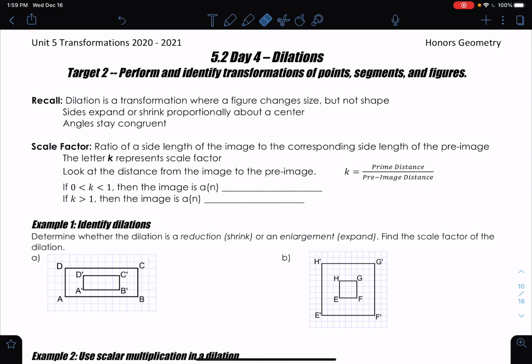If that K value is in between 0 and 1, that's going to be shrinking something, so the image is going to be a reduction. We're getting smaller. If our K value is bigger than 1, that image is going to be an enlargement, which means that our image is going to be getting bigger. In order to find our K value, make sure you write this down: we're going to use the prime distance over the pre-image distance.